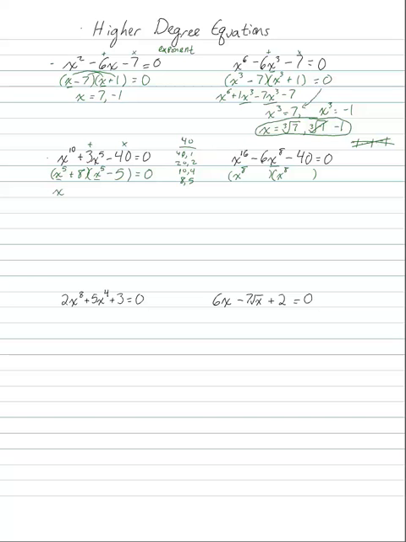So I'm going to get x to the 5th equals negative 8, and x to the 5th equals 5. Again, I don't want to solve for x to the 5th. I want to solve for x. So I'm going to do the 5th root. If it was x squared, I would do the square root. X cubed, I'd do the cube root as we did before. This one I'm going to do the 5th root.